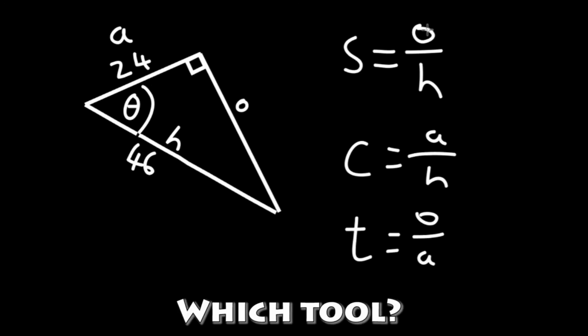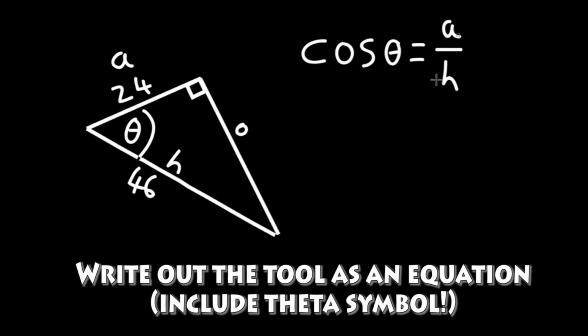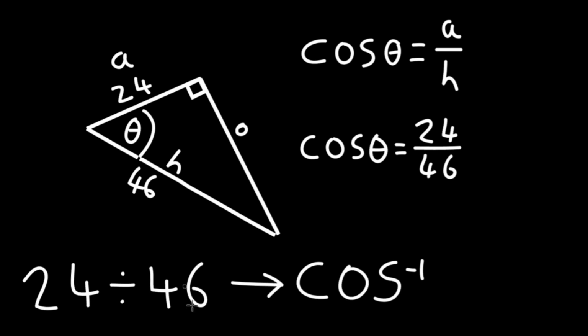We'd use the sine tool if we're working with the opposite and the hypotenuse, but we're not working with the opposite, so we can forget about that. Cosine tool would be if we're working with the adjacent, which we are, and the hypotenuse, which we are, so we know it's going to be the cosine tool. We can forget about the tangent tool because we're not working with the opposite side. Let's write out our tool as an equation. Substitute in the known values, but remember that we're going to be using the arc cosine tool because we're trying to find an angle, not a side.